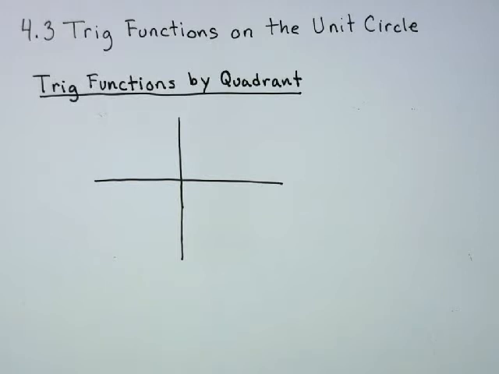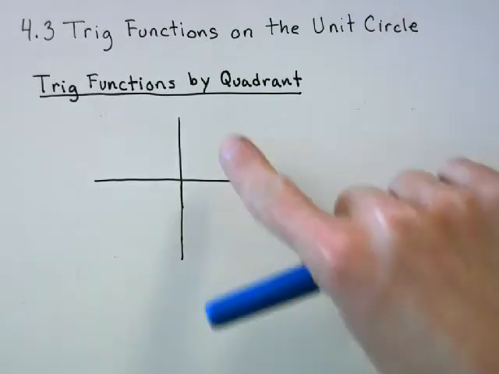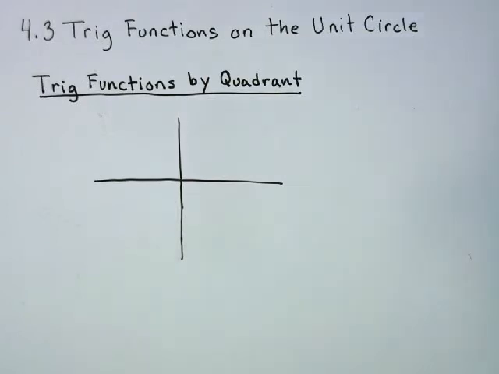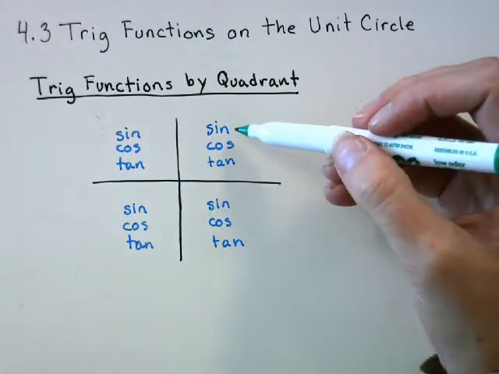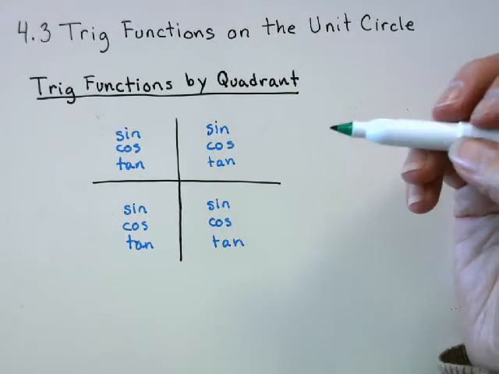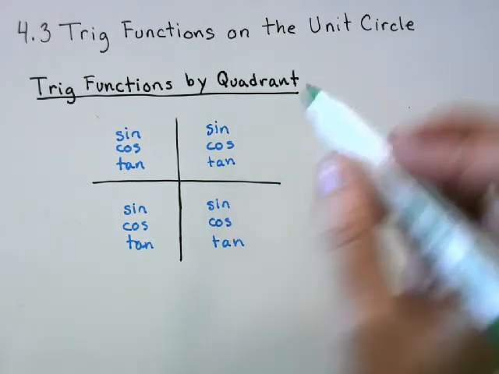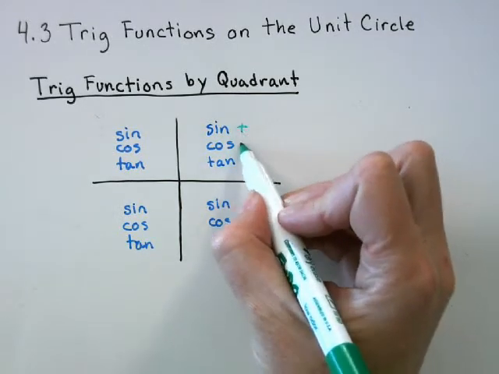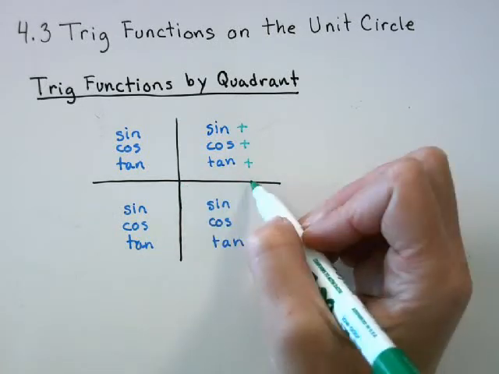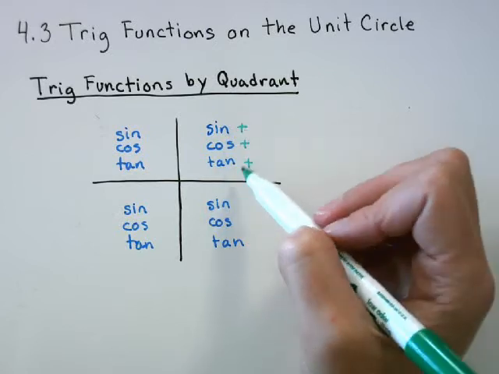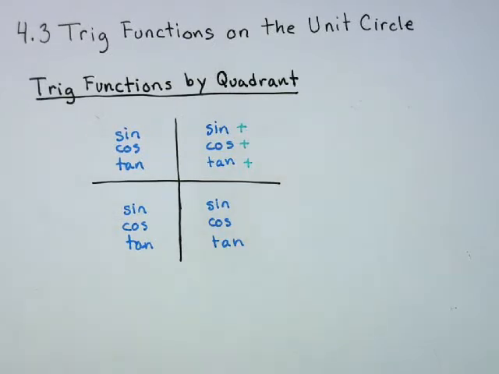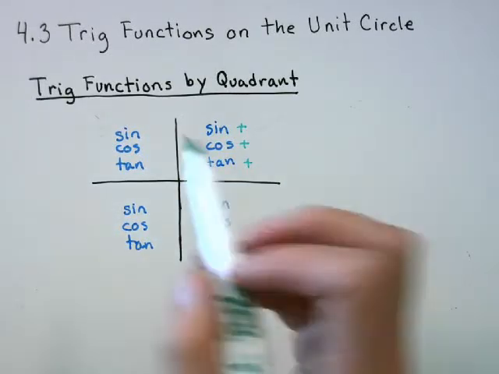Okay, now we're going to look at the trig functions by quadrant. So I'm going to put sine, cosine, and tangent in each of these 4 quadrants. So in the first quadrant, we're just looking at the x's and the y's. So since x and y are both positive, all of these are going to be positive. The x is positive, so cosine is positive. Y is positive, so sine is positive. Tangent is positive because y over x is positive.